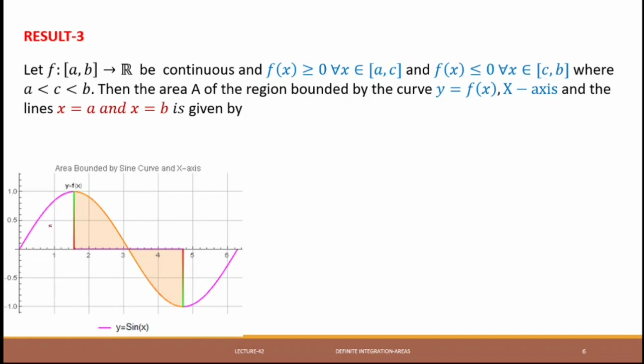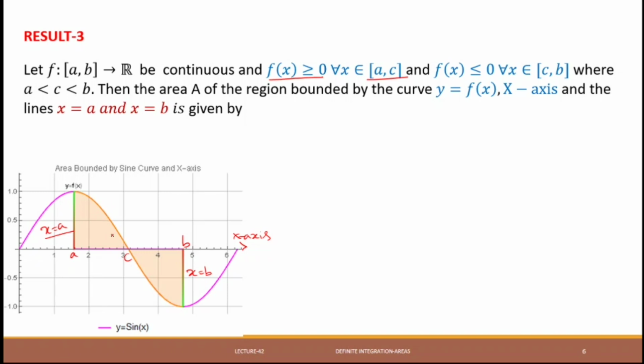So this is the line x = a, and let me write it as a, and this is my point b, and this is the point c. This is the line x = a, and this is x = b, and this is my x-axis. Now in the hypothesis it is given that f(x) is greater than or equal to 0 over the interval [a, c]. So in the interval [a, c], f(x) is positive, and you can see from the graph that f(x) lies above the x-axis.